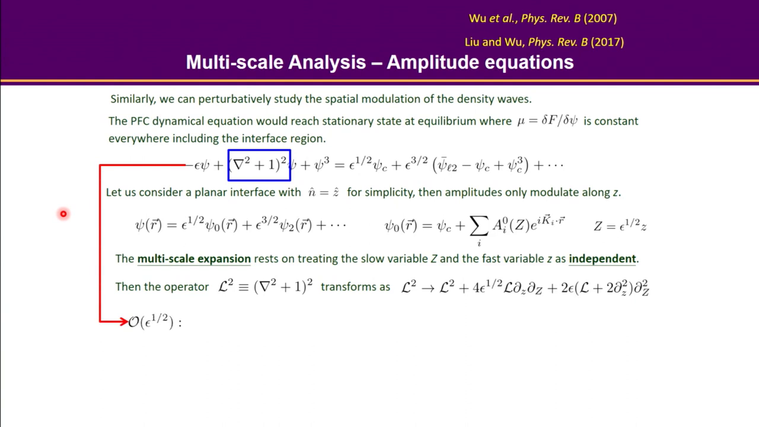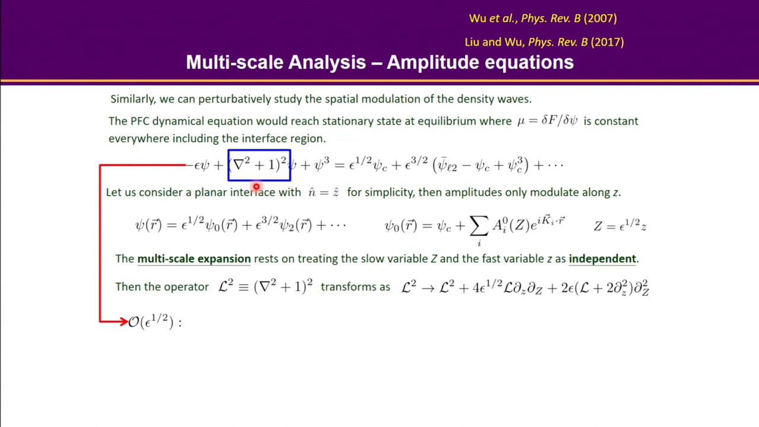Okay. All right, so now since we know how to write this term in two variables, we can simply plug in our psi into this equation and request that at different orders of epsilon, they should be the same on the left-hand side and the right-hand side.